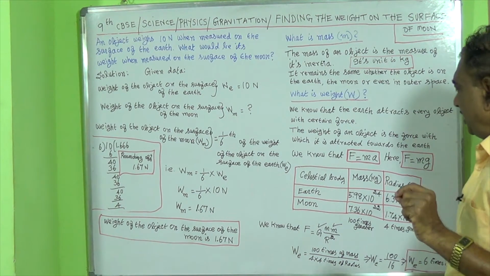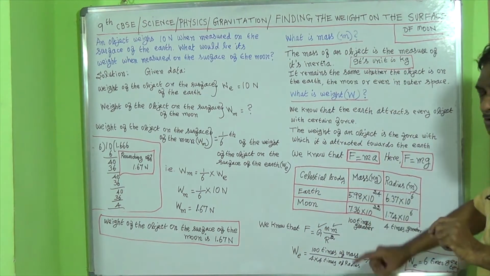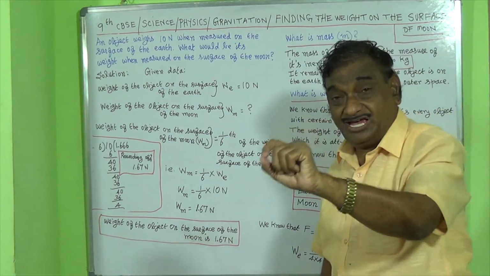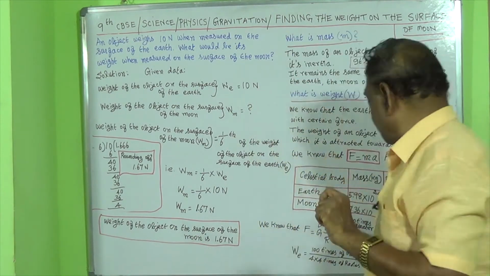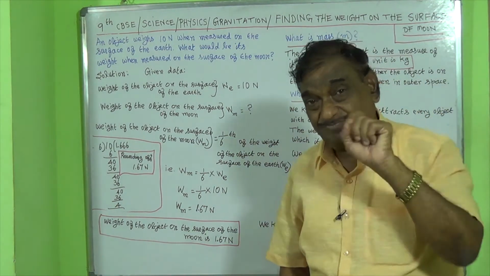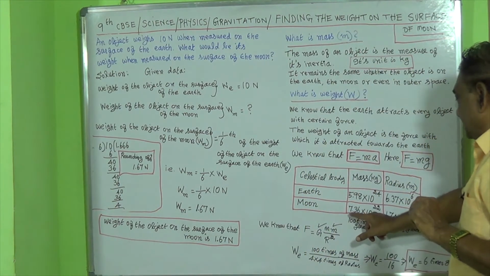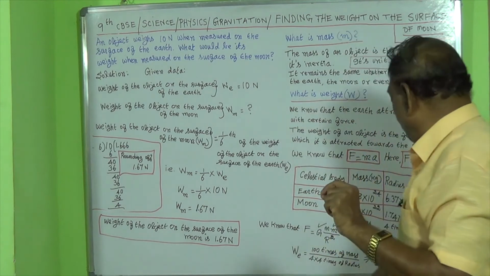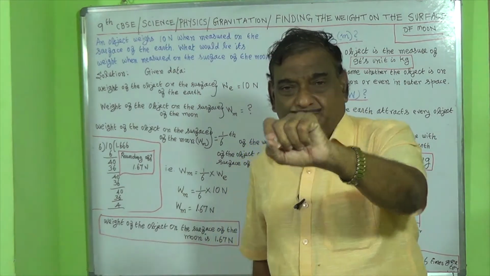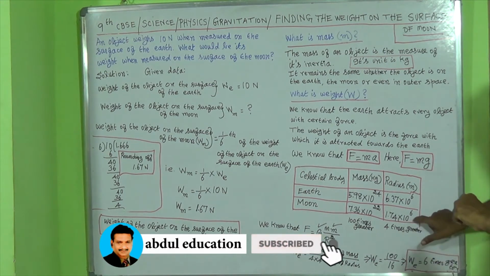What is the mass of the earth? The mass of the earth is 5.98 into 10 to the power of 24. What is the radius of the earth? The radius of the earth is 6.37 into 10 to the power of 6. What is the mass of the moon? The mass of the moon is 7.36 into 10 to the power of 22. What is the radius of the moon? The radius of the moon is 1.74 into 10 to the power of 6.